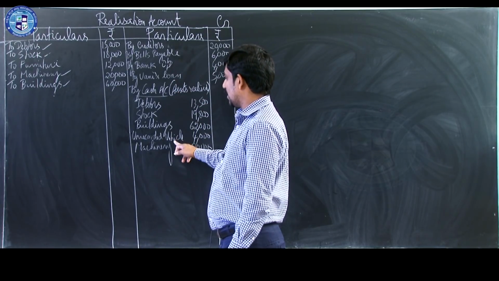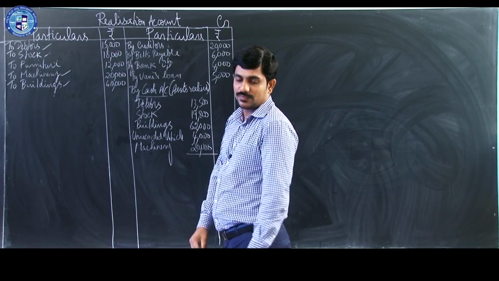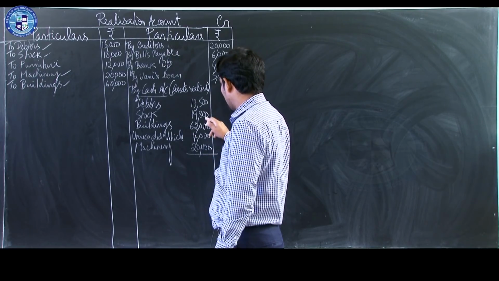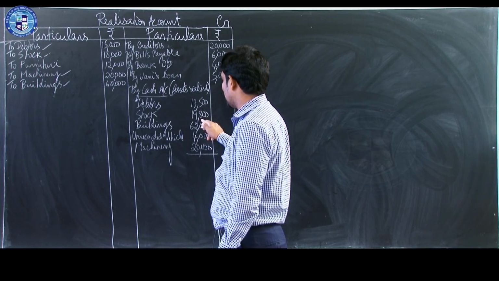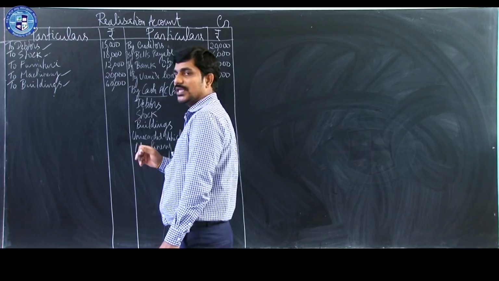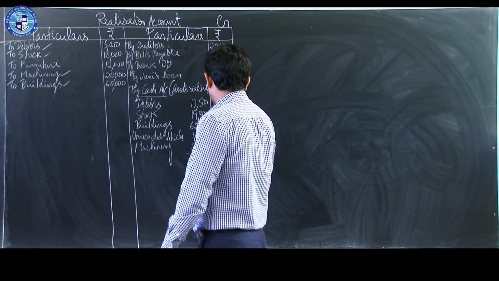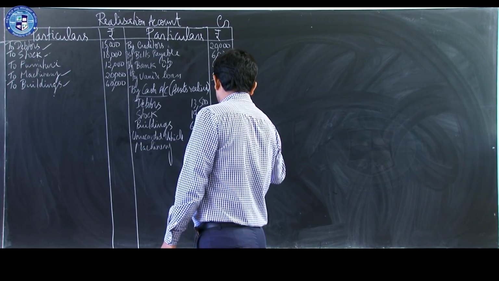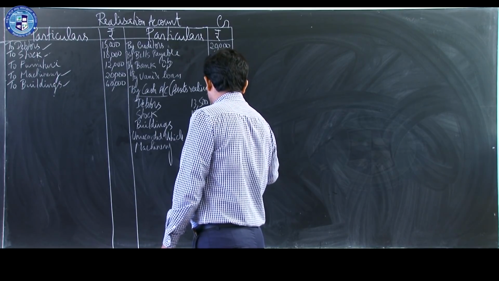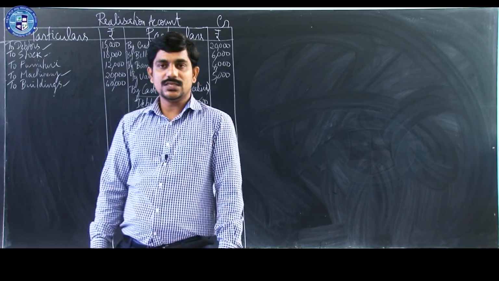So assets realized are 5. One additional is the unrecorded vehicle. So what is the total of the assets realized now? When you add all the 5 values, 13,500 plus 19,800 plus 62,000 plus 4,000 plus 20,000, it is 1,19,300.